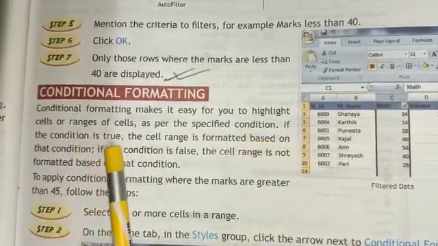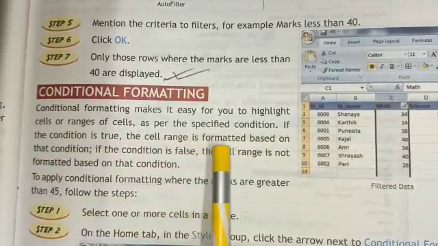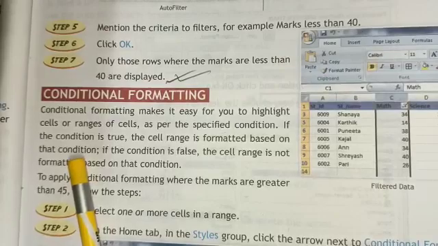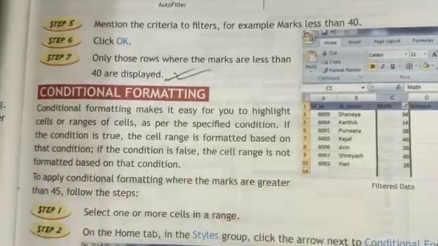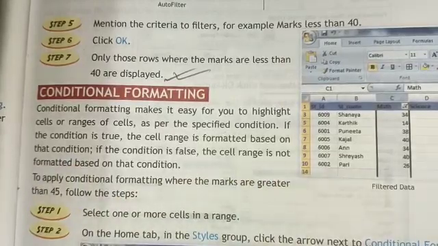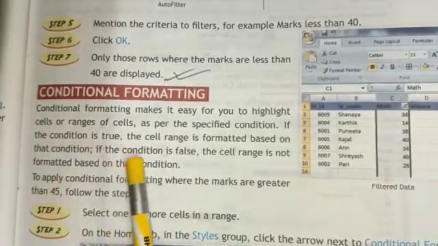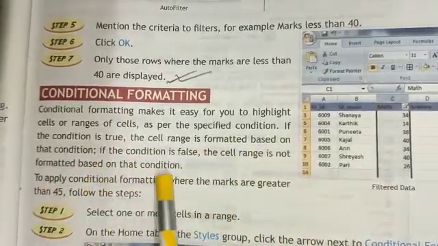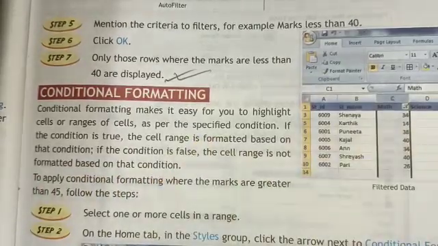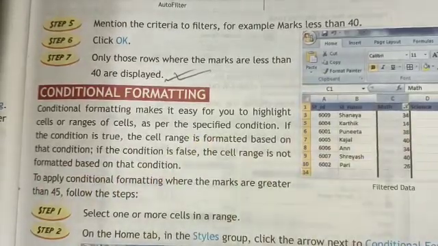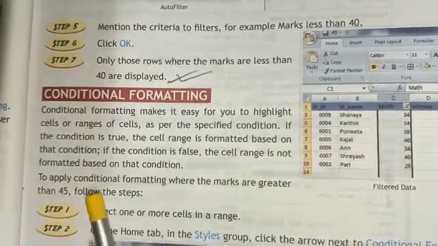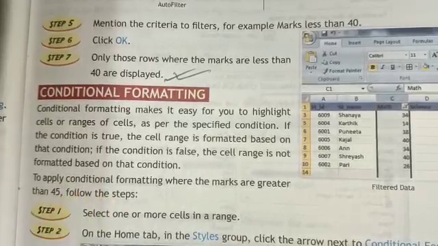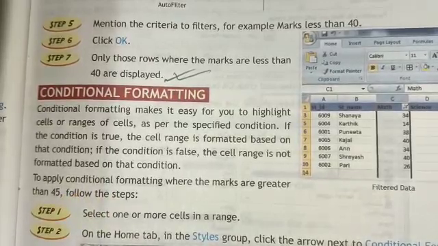If the condition is true, the cell or the range of cells is formatted based on that condition. If the condition is false, the cell range will not be formatted based on that condition. To apply conditional formatting, we should follow the given steps.